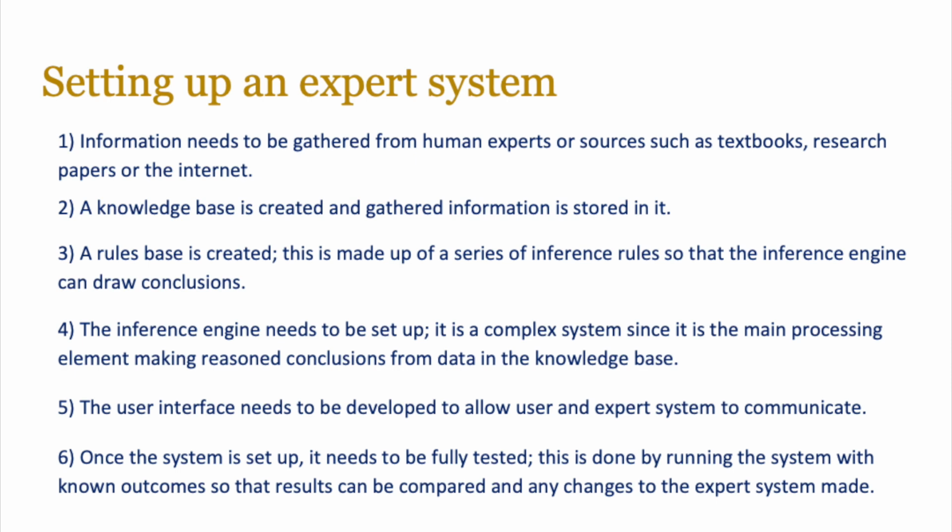So, summarizing the process of setting up an expert system, make sure you remember these steps. Each step would be worth a point in the exam for a 6 marker. Information needs to be gathered from human experts or sources such as textbooks, research papers, or the internet maybe. A knowledge base is created first and gathered information is stored in it. This is normally done by a knowledge expert. A rules base is created, and this is made up of a series of inference rules, so the inference engine can draw conclusions. This is the reasoning part.